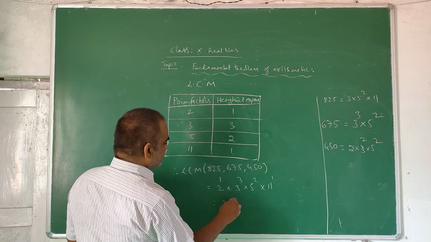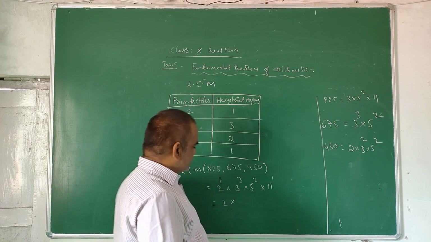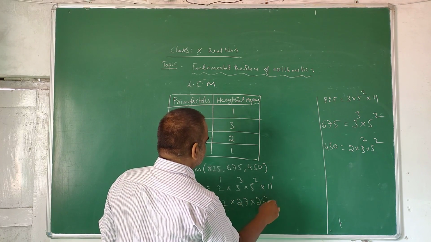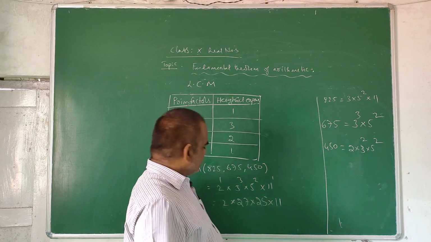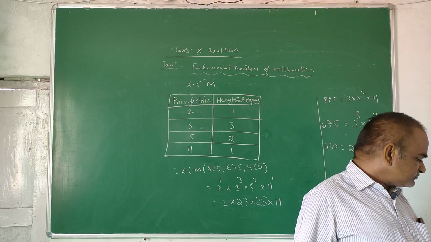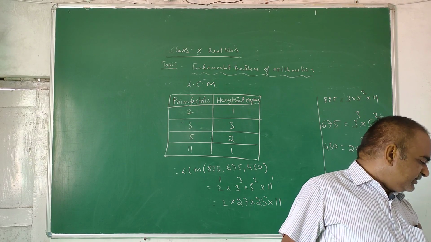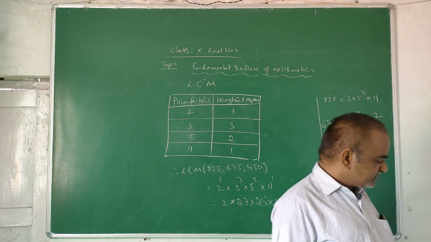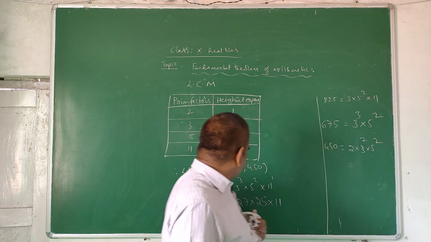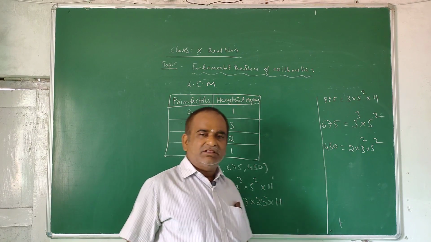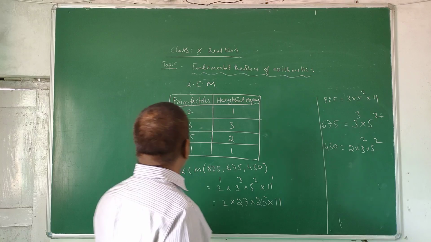So 2 into 3 cubed is 27, 5 squared is 25, into 11. So if you multiply all these numbers, whatever you get, it would be the LCM. Understood? Okay. So that calculation you can do now, you can multiply and take it in your notebooks, nothing to worry, that would be the LCM.